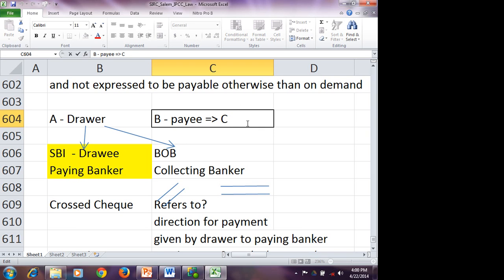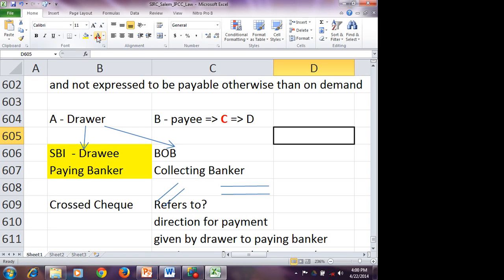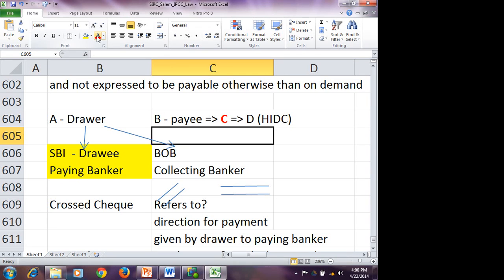Supposing then C has stolen the instrument from B. C then again negotiates the instrument to D. C has a bad title here. Now, the general rule: if D is a holder in due course, what happens? The general rule of negotiable instruments is that D gets a better title than C.